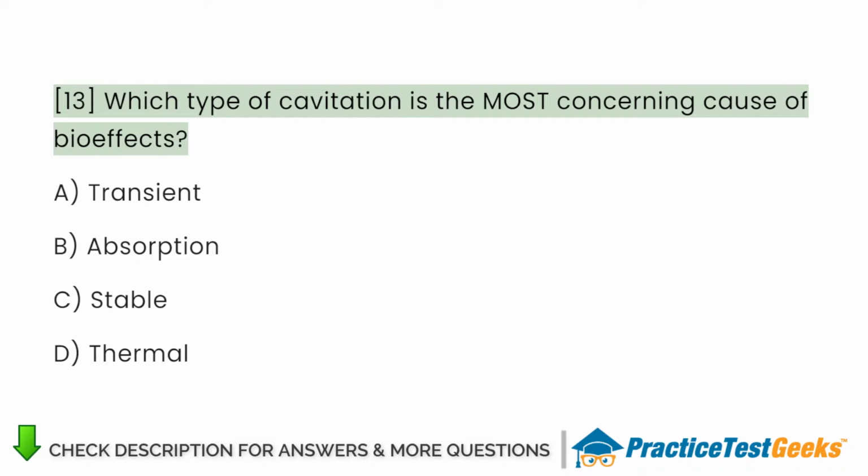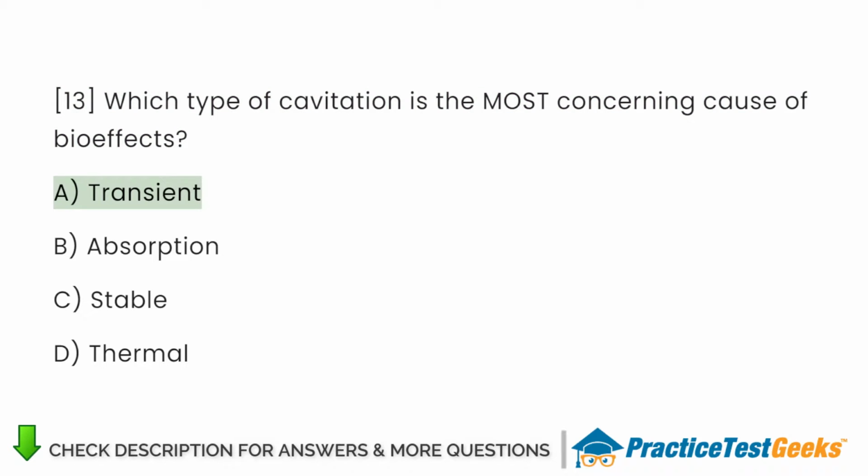Which type of cavitation is the most concerning cause of bioeffects? A. Transient. B. Absorption. C. Stable. D. Thermal.